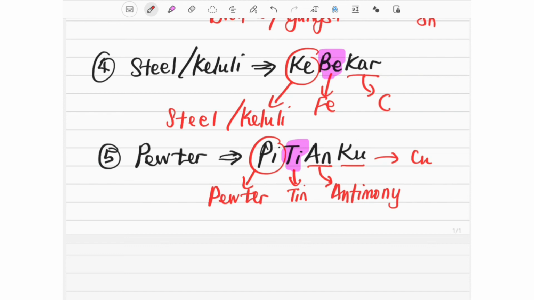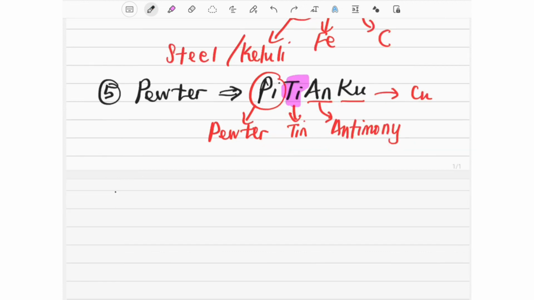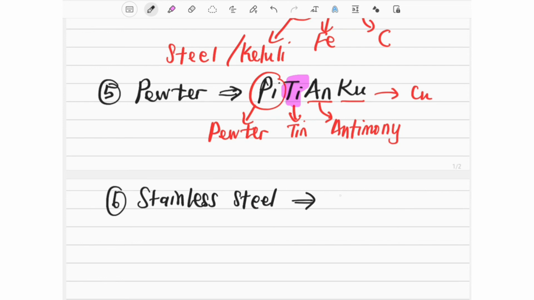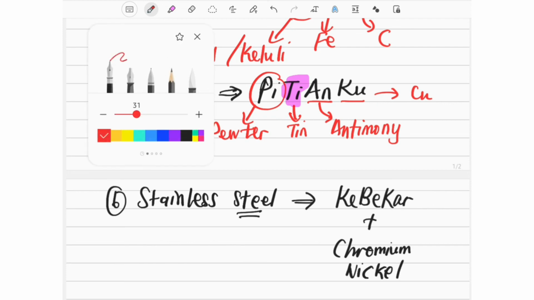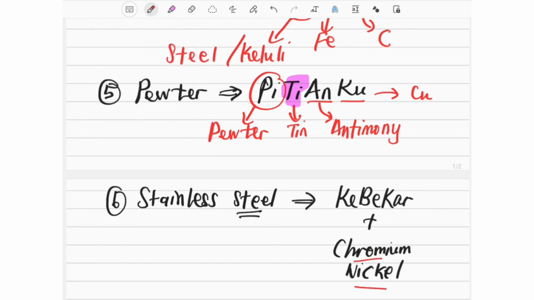Stainless steel, you just add chromium and nickel. 6, stainless steel, you just remember ke bekar for steel just now, but you must add chromium and nickel. The addition for foreign atom.